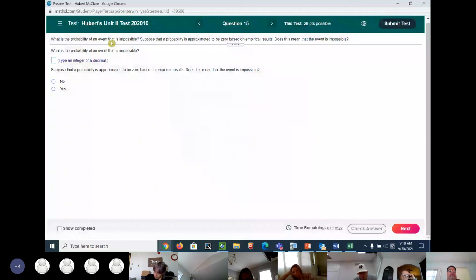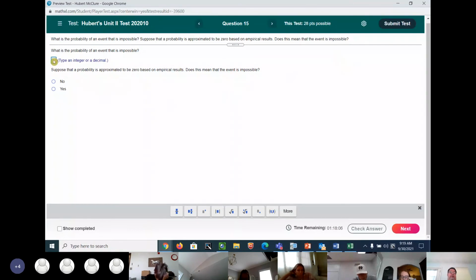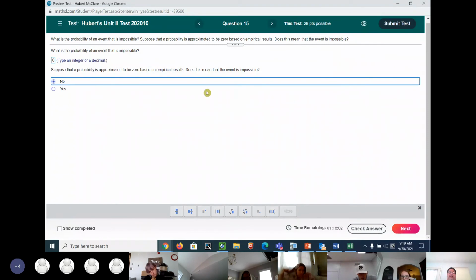What is the probability of an event that is impossible? Suppose the probability is approximated to be 0. Does that mean that the event is impossible? What I tell you about words like impossible shouldn't be used. Okay? 0 is what they call for impossible. No, it is not impossible. Nothing is impossible.